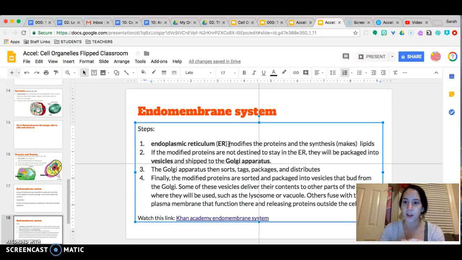So once these modified proteins are sorted and packaged into vesicles, they bud off from the Golgi apparatus, and then some of these get delivered to parts of the cell where they're going to be used, in the lysosome or in the vacuole. Either they'll be packaged up and used in the lysosome to help out with detoxification, things like that, or they'll be sent to the vacuole to be used as energy, water, whatever it may be. And then others will fuse with the plasma membrane, or the cell membrane, and release these proteins to the outside of the cell.